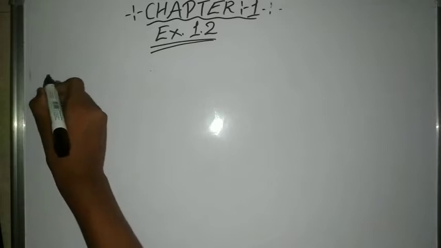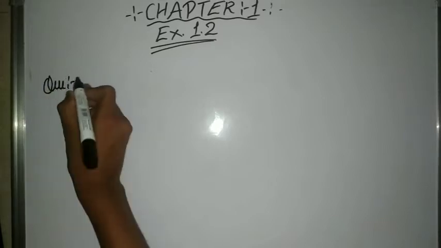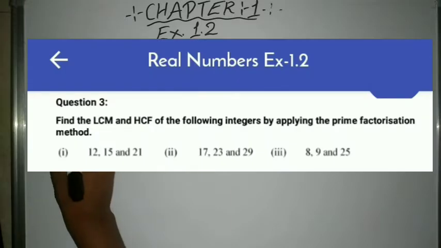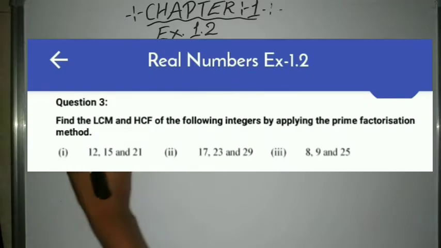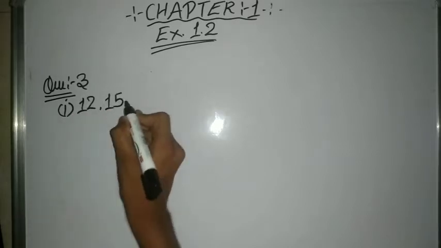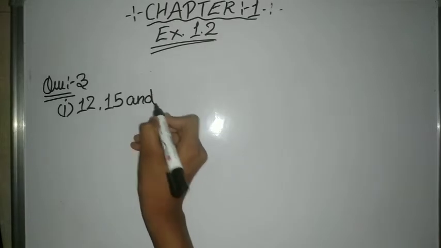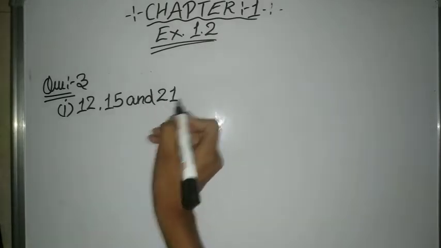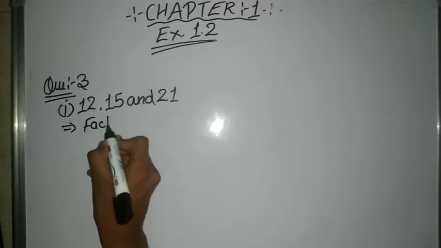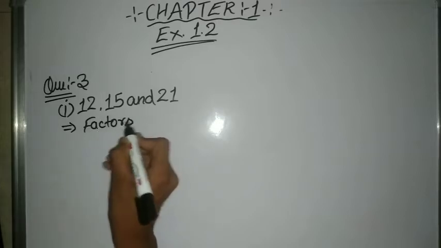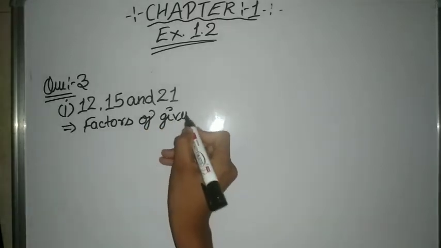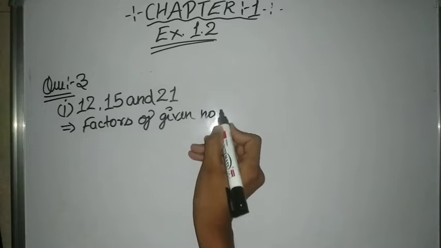Now we are moving to our question number 3. हमें इसमें LCM और HCF फाइंड करना है, वो भी प्राइम फैक्टराइजेशन मेथड से. तो सबसे पहले अपना पहला क्वेश्चन करते हैं जो कि है 12, 15 एंड 21. तो अब मैंने इन तीनों के पहले फैक्टर्स निकालने पड़ेंगे, तब हम इसमें से इसके LCM और HCF फाइंड कर पाएंगे, क्योंकि हमें प्राइम फैक्टराइजेशन से ही निकालना है ना, इसलिए.